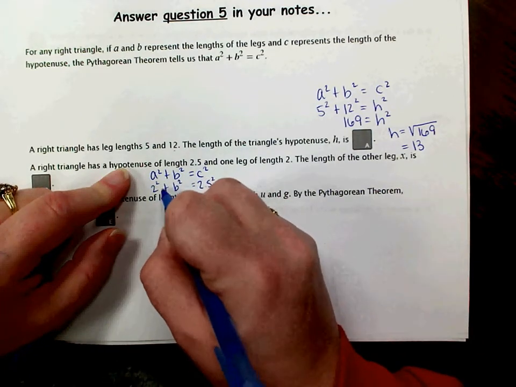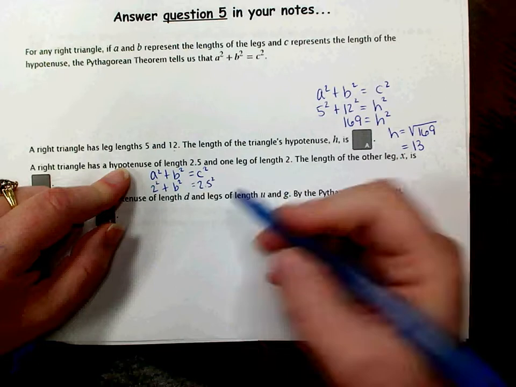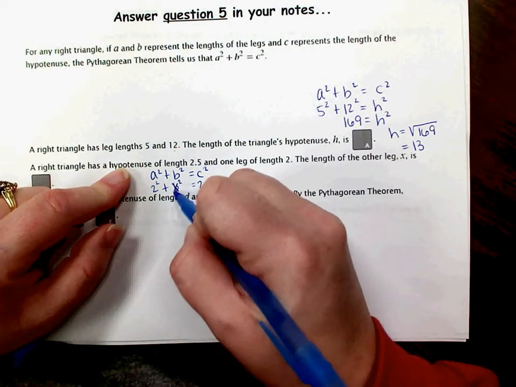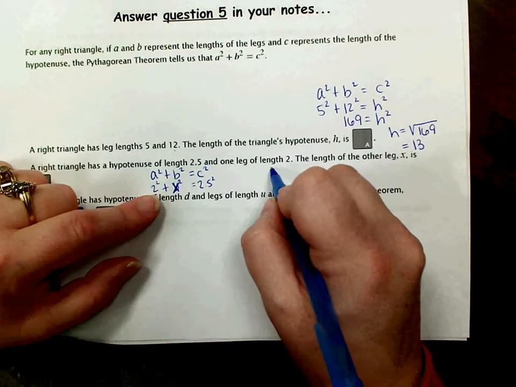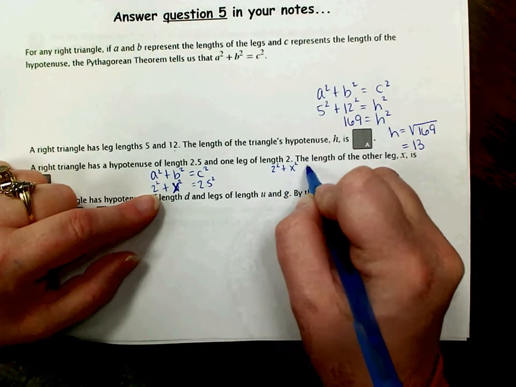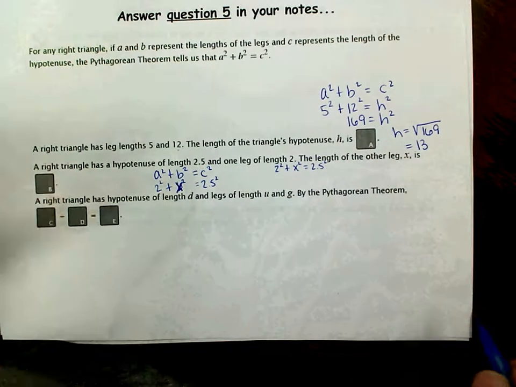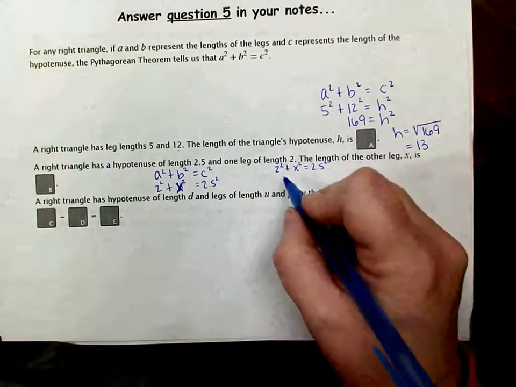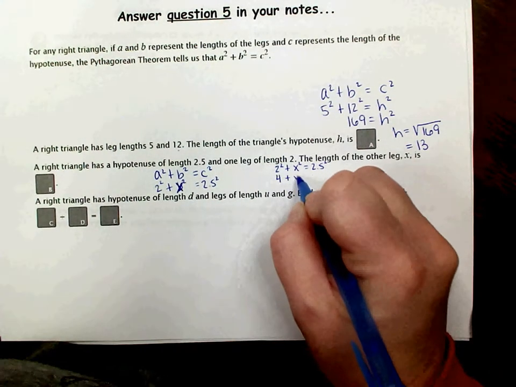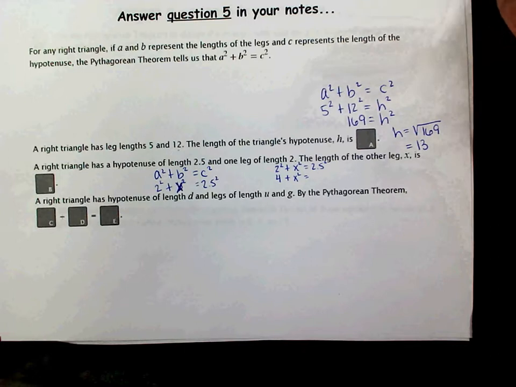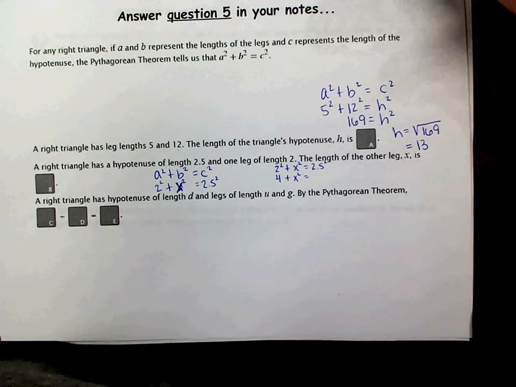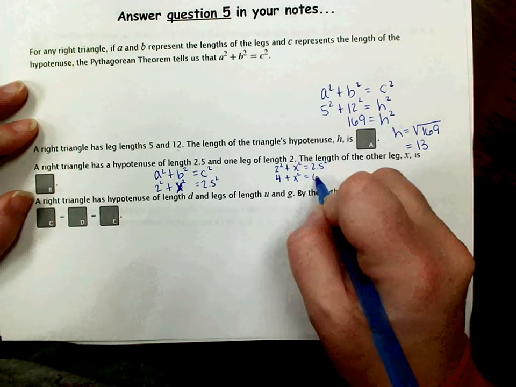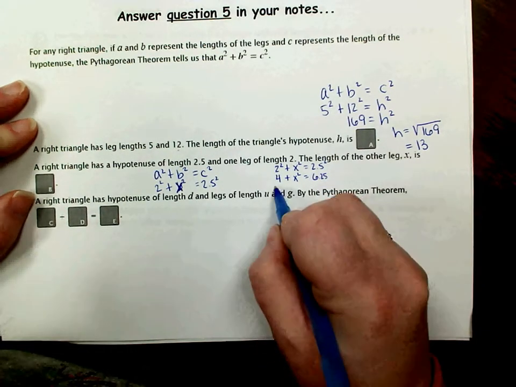Now, it told me the other leg was X. I wrote it as B, but it can be X. That's fine. So that's the equation we're solving: 2 squared plus X squared equals 2.5 squared. Well, we know that 2 squared is 4, and we can find 2.5 squared, which is just 6.25. And so we can get x squared by itself by subtracting the 4 from both sides.